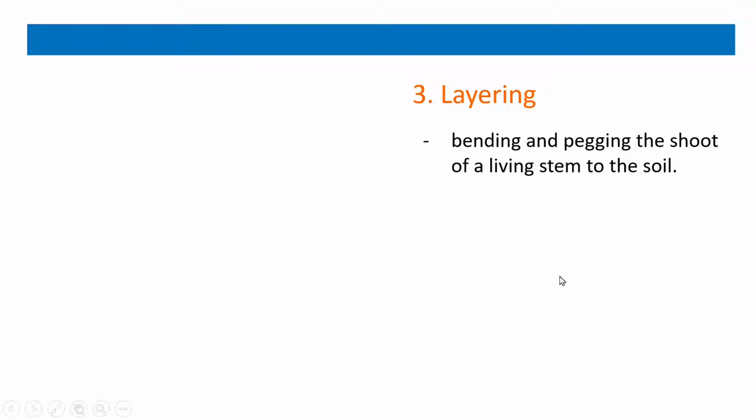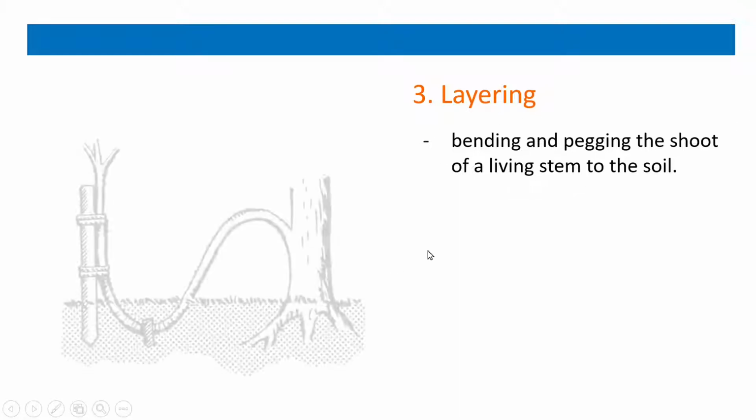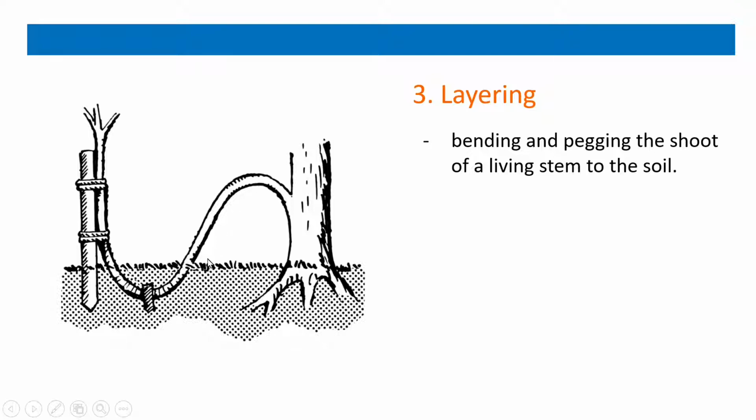And layering is simply bending and pegging the shoot of a living stem to the soil, which means you have a branch and then you're going to bury that under the soil, and then the top portion of that branch, you will peg it, and after some time you would be expecting that the buried portion will begin growing roots, and once the roots have established themselves, you can just cut the branch and then you can transfer this plant, and now you have propagated a new individual plant.